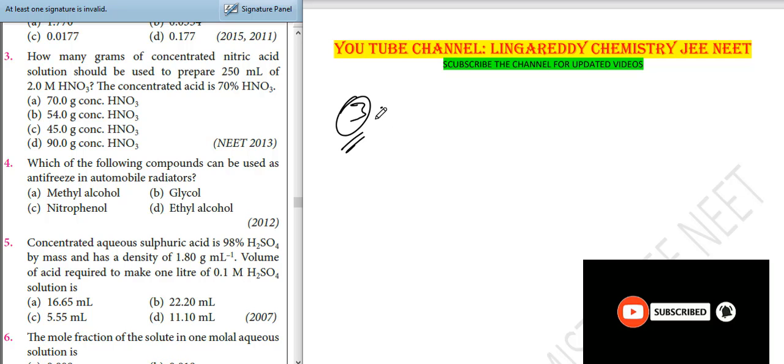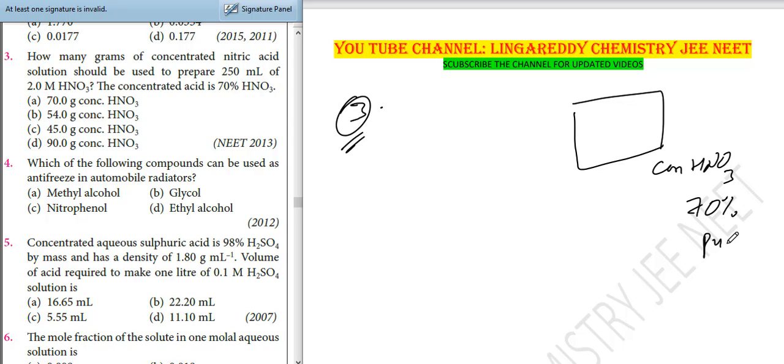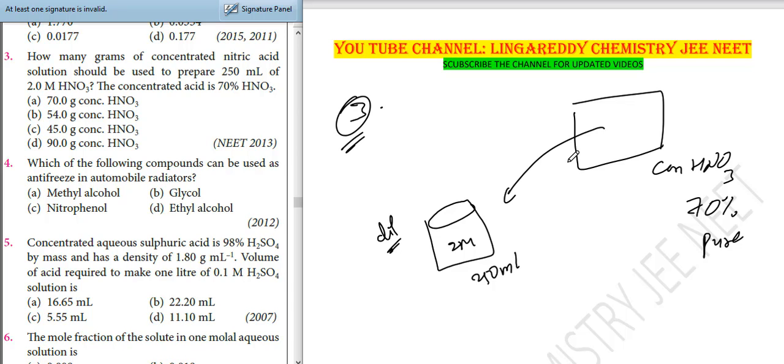Question 3. How many grams of concentrated nitric acid solution should be used to prepare 250 ml of 2 M HNO3? The concentrated acid is 70%. See here, I am taking this concentrated HNO3, but it is only 70% pure. From this I am preparing 250 ml of 2 M solution. It is diluted, I am preparing. Now the question is, how much mass of this HNO3 is required?